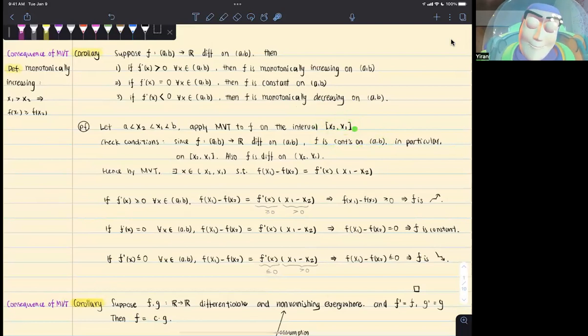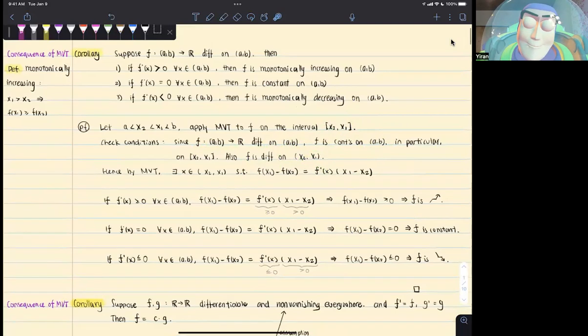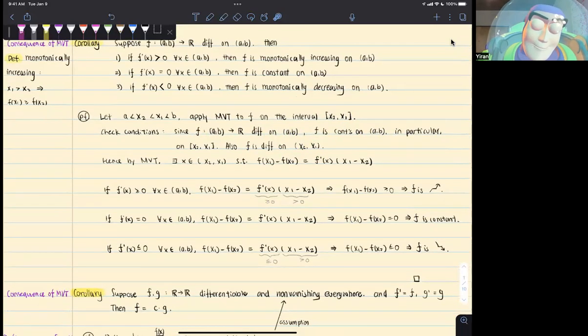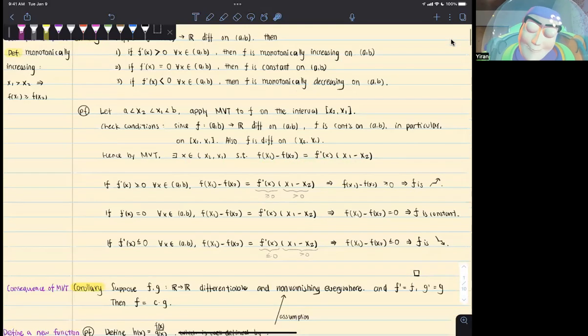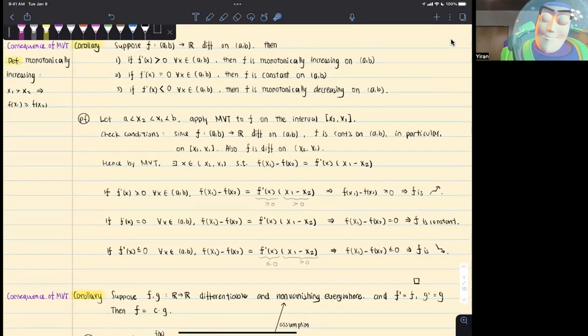And meanwhile, because f is differentiable on the open interval (a, b), f must be differentiable on the open interval (x2, x1). Therefore, the conditions check, and using the mean value theorem, we have the existence of such an x in this interval (x2, x1), such that f satisfies this equality, right?